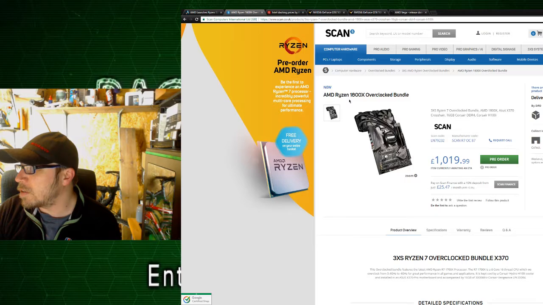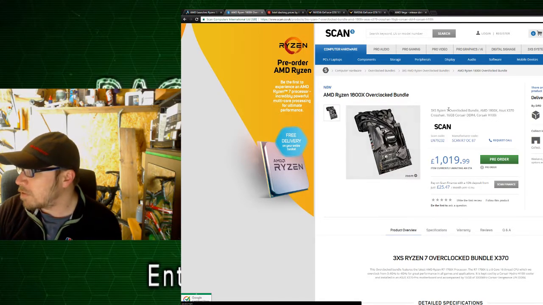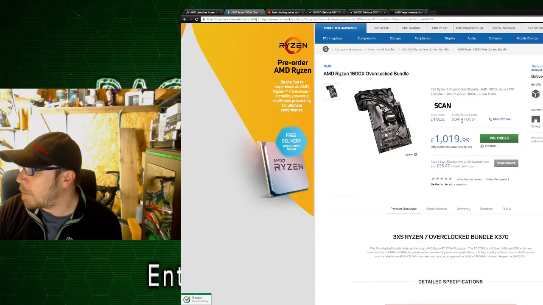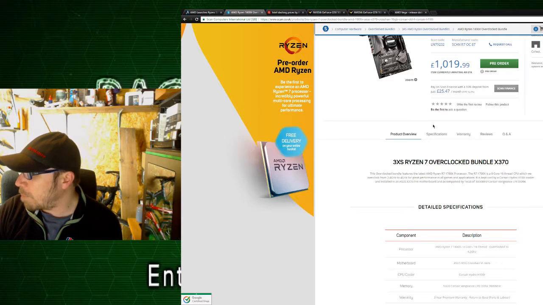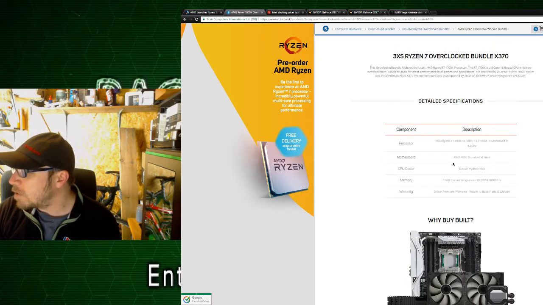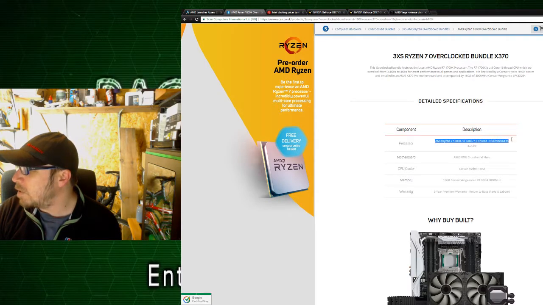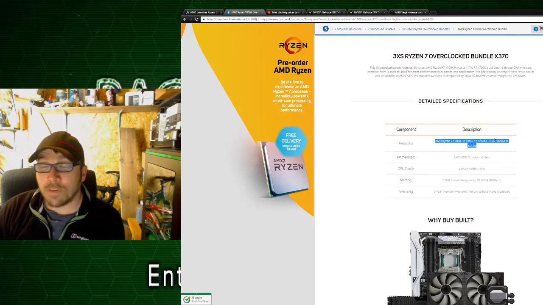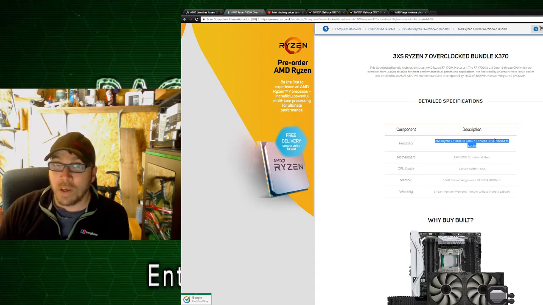So you can get this AMD Ryzen 1800X, remember that boost to 4 gigahertz. And you get an Asus X370 Crosshair, big deal, 16 gigs DDR4, and so on. A grand, it's pretty cheap, it's pretty good. It comes with a water cooler, so it should be kept cold. Now, this is the interesting bit for me, processor and description. So processor, AMD Ryzen 1800X, 8 core, 16 threads, overclocked to 4.2 gigahertz. That's only 200 megahertz above the boost speed.